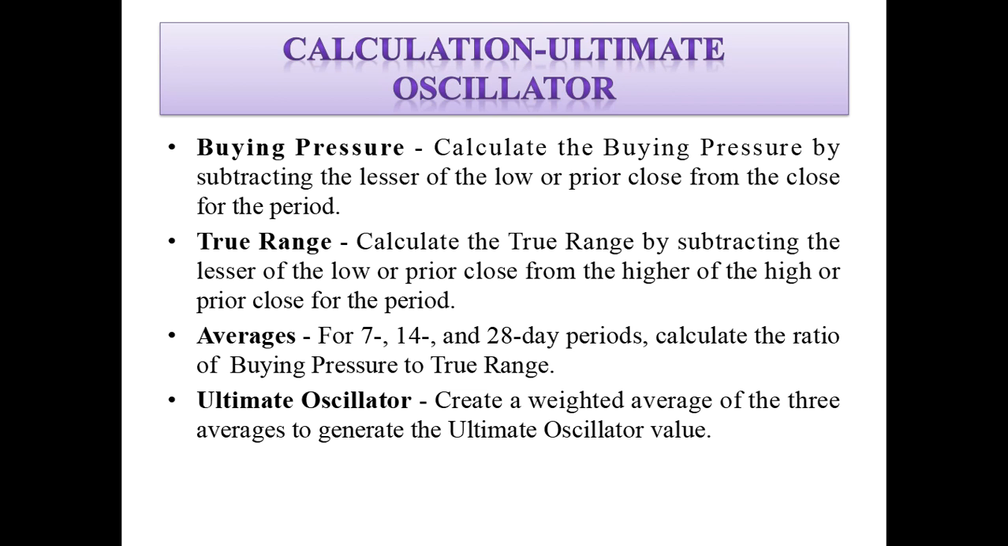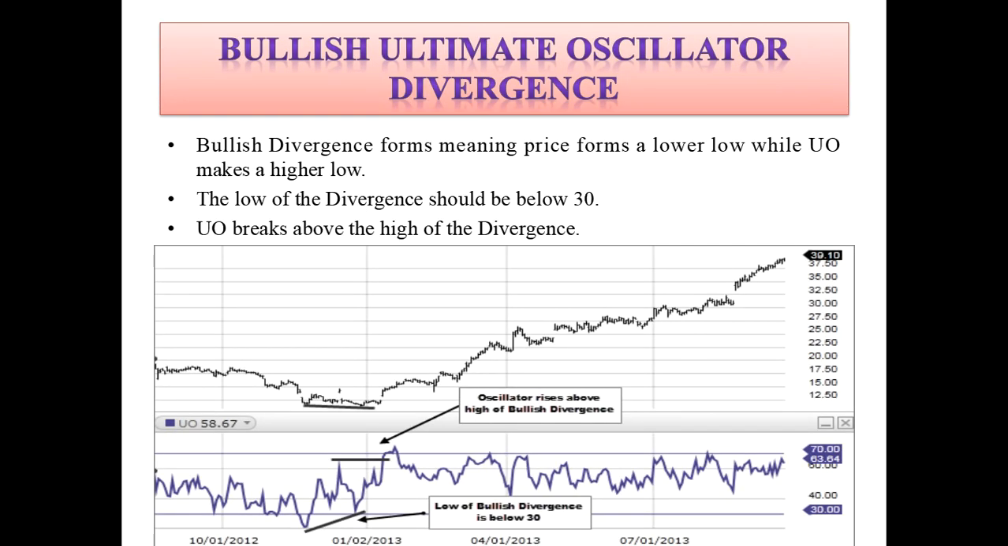Then let's look at the averages. For the 7-period, 14-period or 28-period, you have to calculate the ratio of the buying pressure to the true range. So the Ultimate Oscillator is created by the weighted average of the three averages. So let's look at the bullish version.